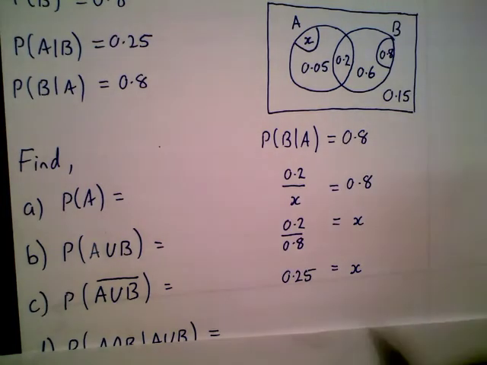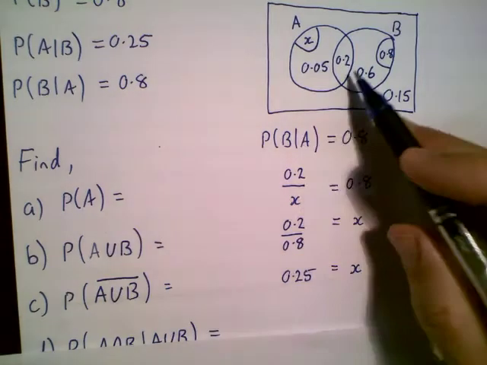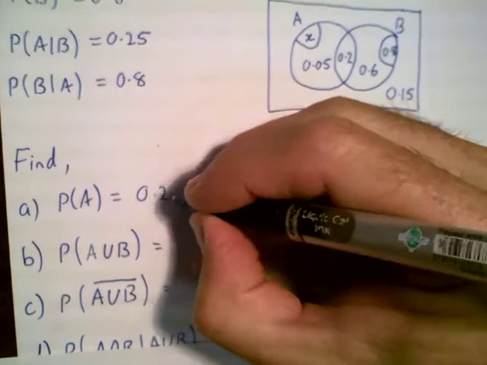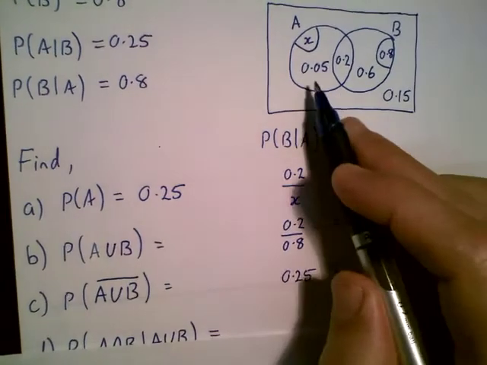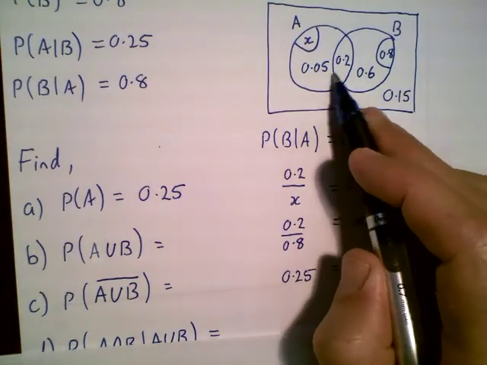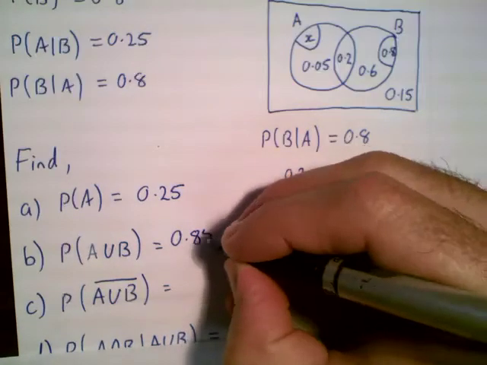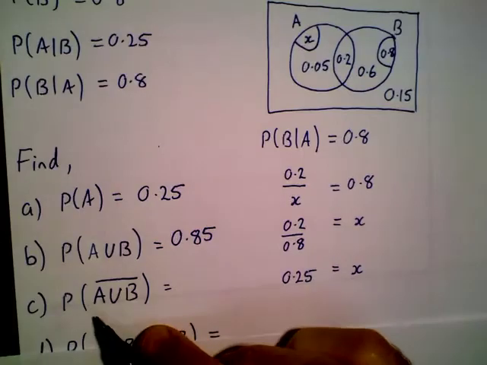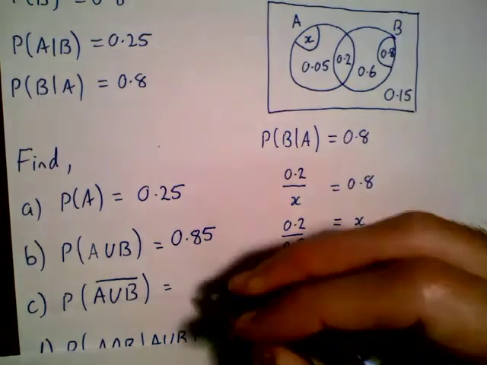Okay, so that allows us to work out some of the probabilities. So probability of A occurring, already figured that out, that's 0.25, that's easy. Probability of A union B is everything in A and B inclusive, so it's each of these three regions added together, which would be 0.85. Probability of A union B complement, everything outside of A union B, which would be the 0.15.